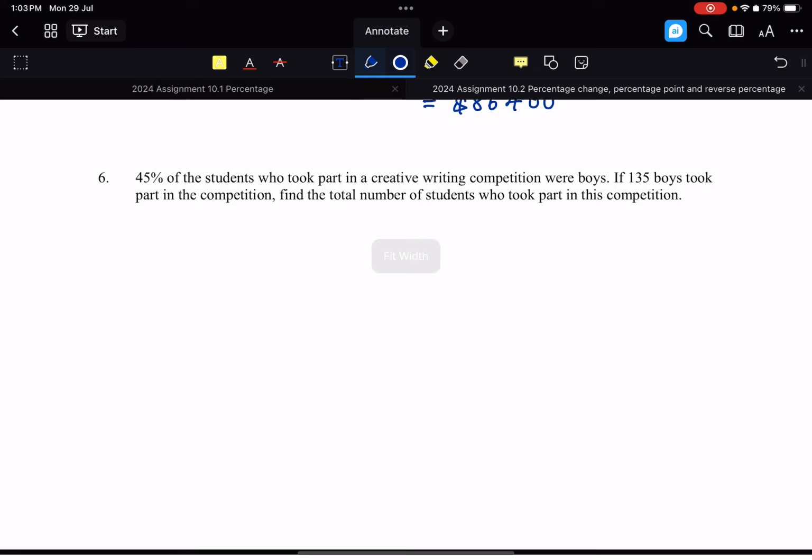Moving on, question 6. 45% of the students who took part in the creative writing competition were boys. If 135 boys took part in the competition, find the total number of students who took part. Well, this is again quite a straightforward question. So 45% of students is 135. These are the boys.